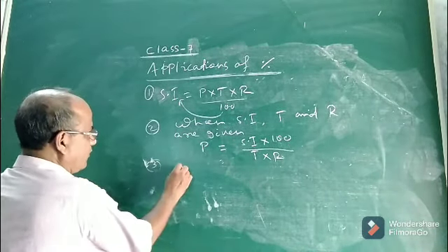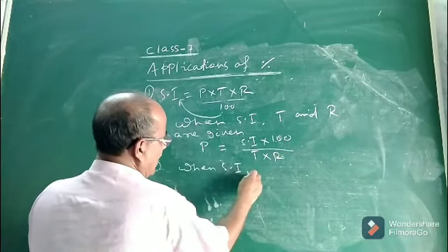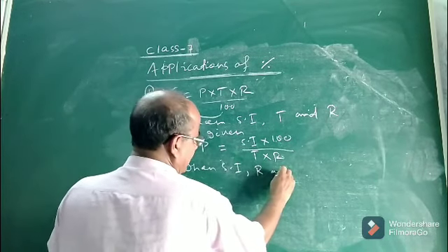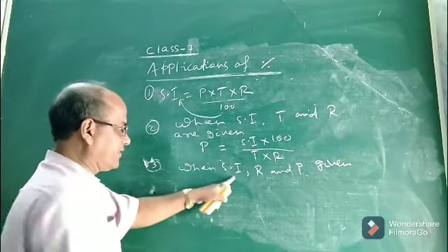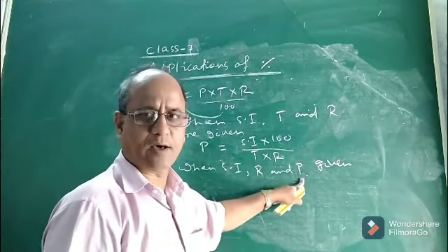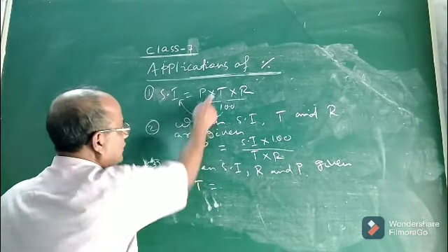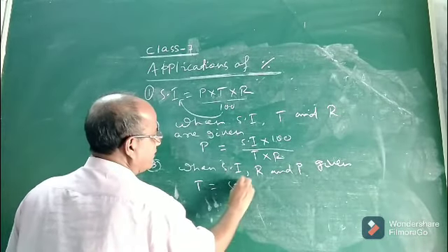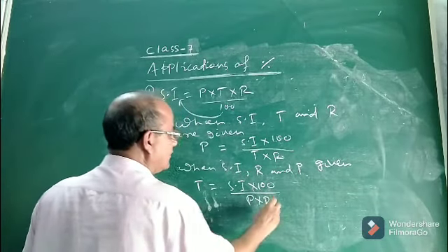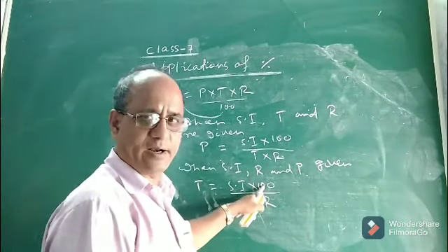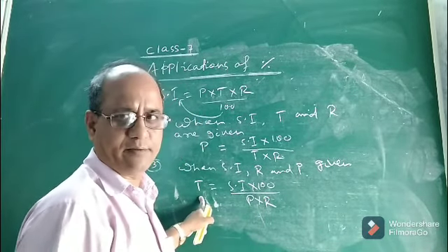Now, next formula. Suppose you are given the simple interest value, rate of interest and principal or sum. How will you calculate the time period? Time period will be calculated by the same procedure: SI into 100 divided by P into R. That means multiply the simple interest by 100, then multiply the principal by the rate of interest, divide the two, and you will get the time period.